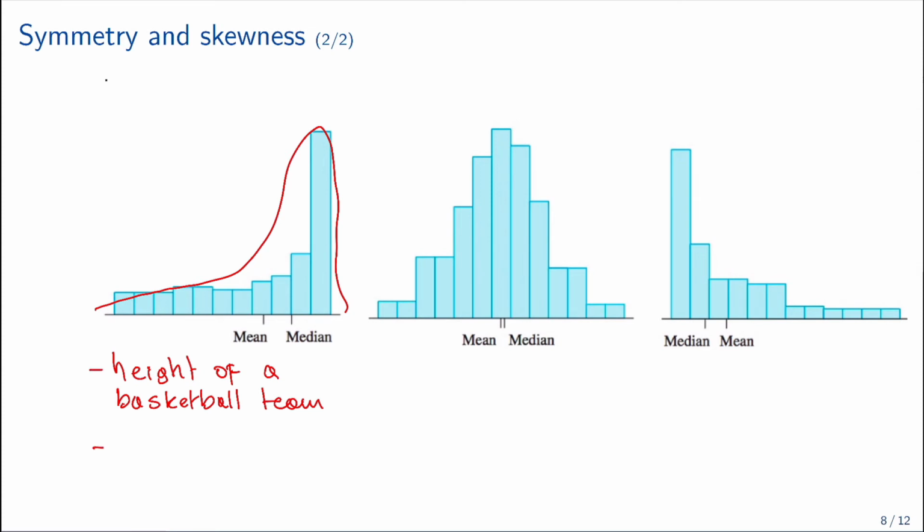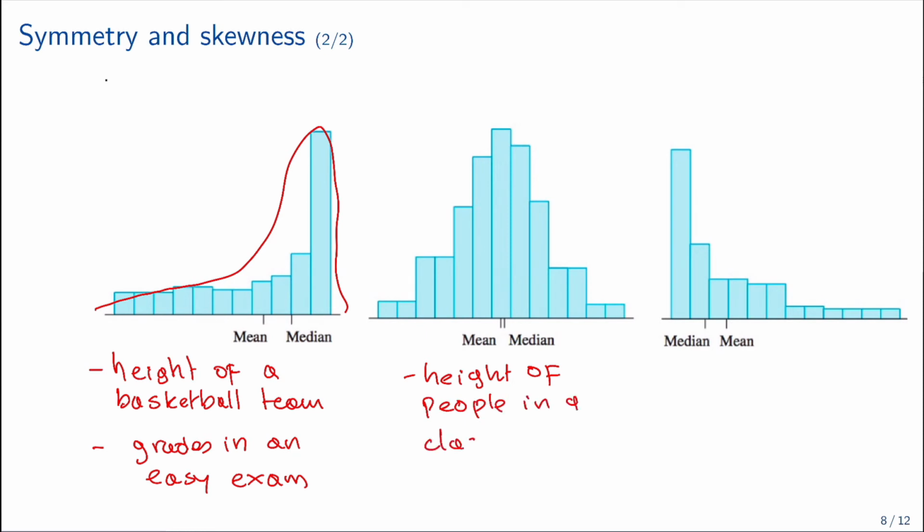So it wasn't probability. Joking. So the grades in an easy exam. Yeah, you can see a lot of people have an A. A few people actually have the lowest grades. This is a more standard situation, like for example the height of the people in a classroom.